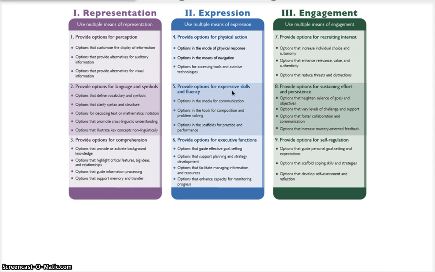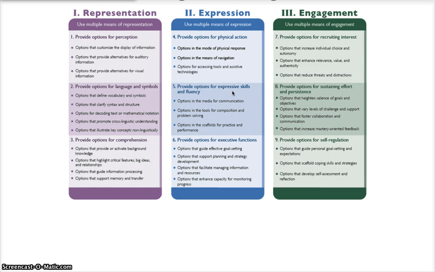8, provide options for sustaining effort and persistence. So options that heighten salience of goals and objectives. So again, we're talking about the fact that students have a clear outcome of what they're looking to achieve, and it's linked to the objectives of what they're supposed to be learning. Options that vary levels of challenge and support. So this is how we get the range of learner. We have options built in there that work from easy to hard, and students should progress in that manner.